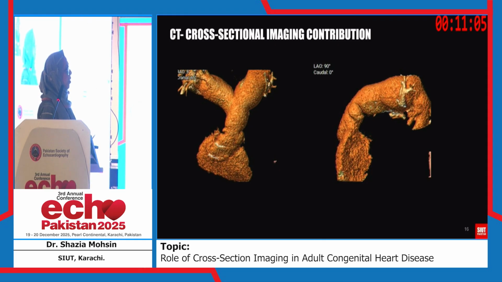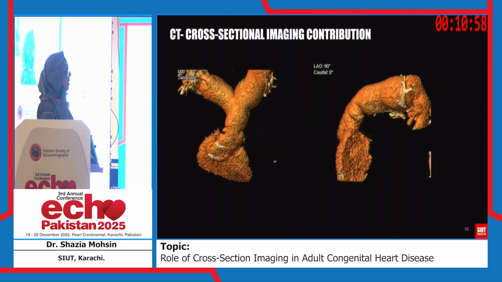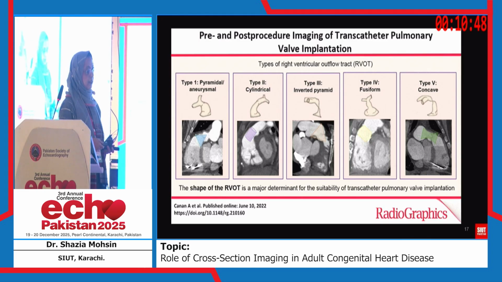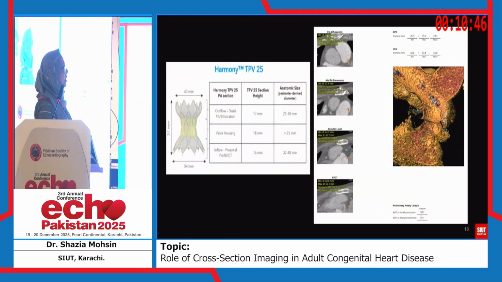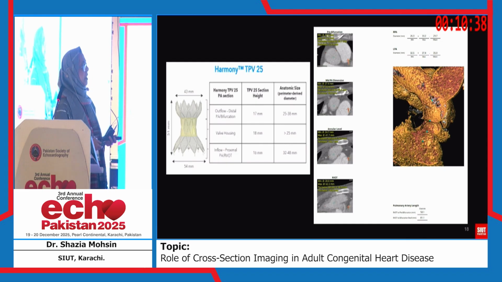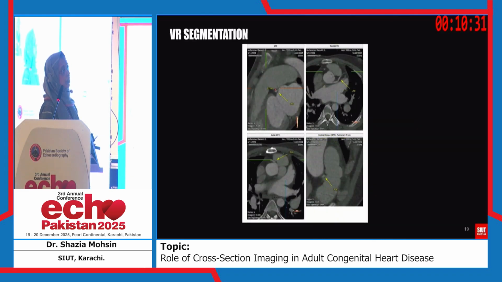We looked at the length of the RVOT. And in the CT, if you look at the shape of the RVOT, there are predefined criteria for the shape, and he was falling in the cylindrical, that is type 2, which is actually good for transcatheter pulmonic valve replacement. We did measurements in 4 areas of the pulmonary artery, just below the bifurcation at the main PA, and we decided that this is good for a 25 transcatheter pulmonic valve.